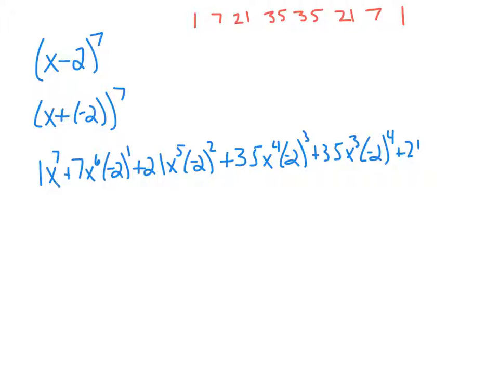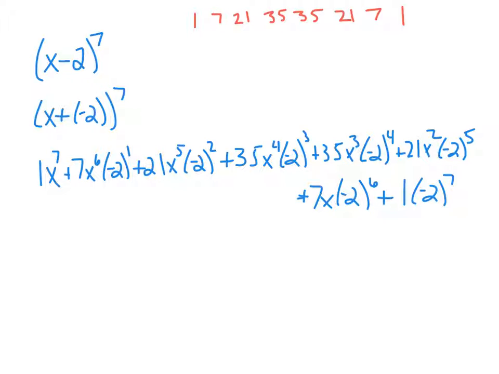Plus 21, x squared, negative 2 to the fifth. And then I'll drop down here, plus 7, x, negative 2 to the sixth, and finally plus 1 times negative 2 to the seventh. And so now all it is just doing your order of operations correctly. So make sure you're squaring a negative 2 when you need to square it, or raise a whole negative 2 to whatever the exponent is.